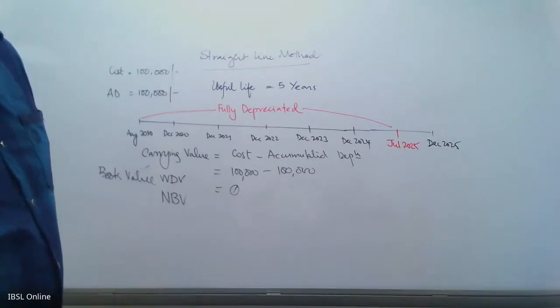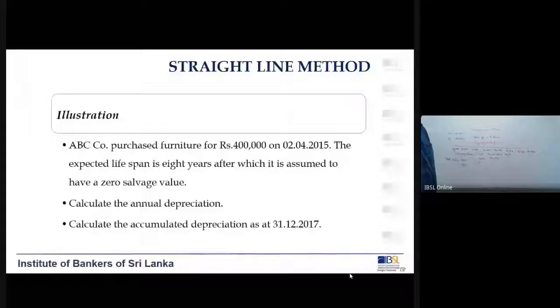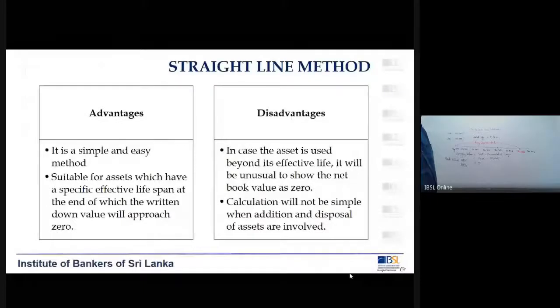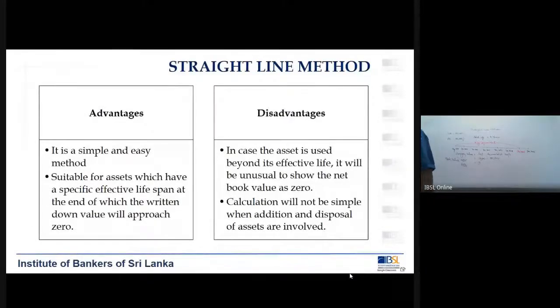Right. So going back to the presentation. So this is the question that we looked at. These are the advantages and disadvantages. Okay. So when it comes to the disadvantage, it says in case the asset is used beyond its effective life, it will be unusual to show the net book value as 0. Right? So what does that mean?